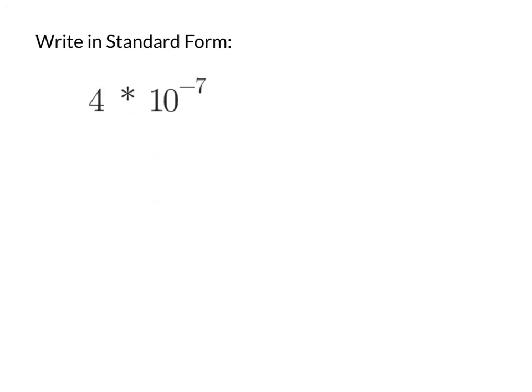Let's try one more. 4 times 10 to the negative 7. All right. Ask yourself this first. Should this number end up being a large number or a small number? And it should be a small number because that power is negative. So I'm going to start with my 4 over here. Currently the decimal point is after the 4, and we need to move it to the left 7 places. So 1, 2, 3, 4, 5, 6, 7. This is where my decimal point's got to go.